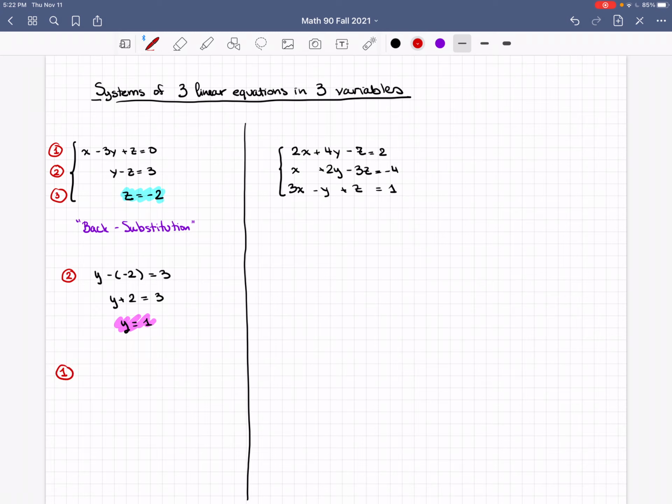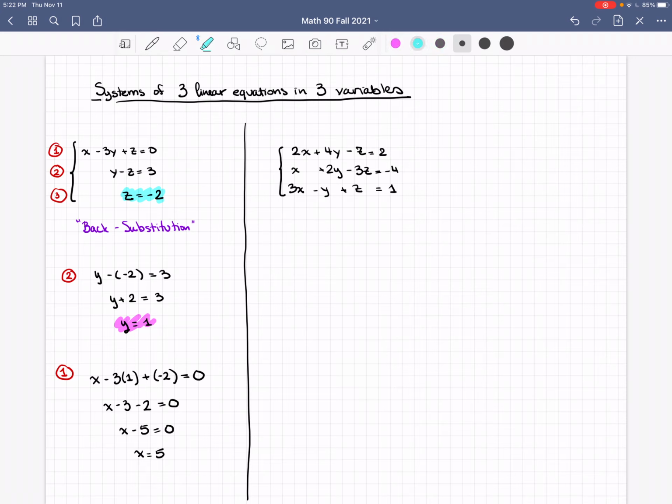So for the first equation, I have x minus 3y, but y is 1, okay, plus z, but z is -2, and all of that together is supposed to be 0, so that'll be x minus 3 minus 2 is 0, so x minus 5 is 0, so x is equal to 5.